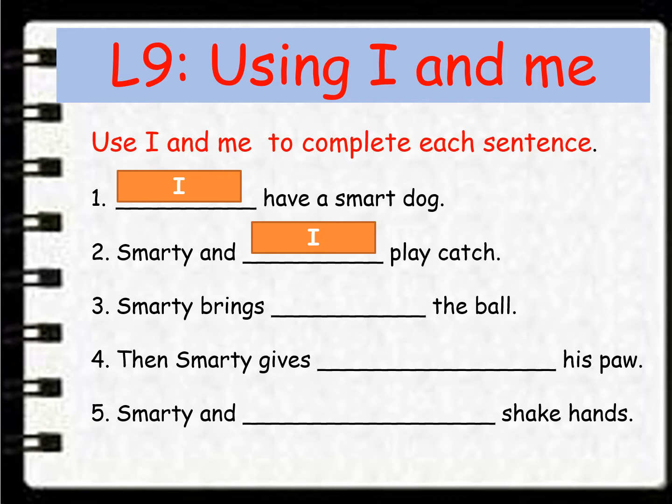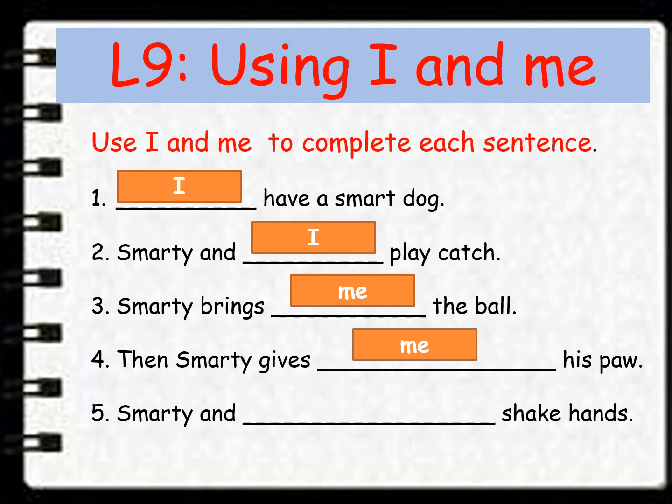Number 3, Smarty brings blank the ball. Take a look at the word brings. It is an action word. So what do you think? Is it I or me? Yes, it is me. Smarty brings me the ball. Number 4. Then Smarty gives blank his paw. Take a look at the word gives. It is an action word. So what are we going to use? Yes, it's me. Then Smarty gives me his paw.